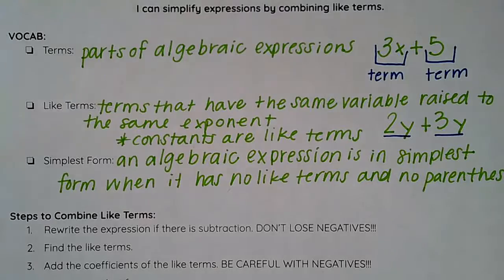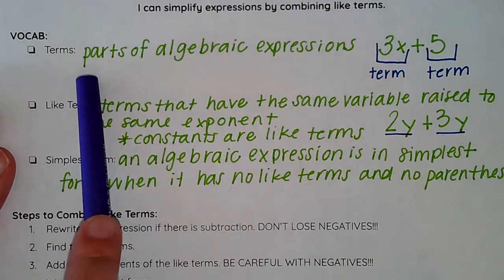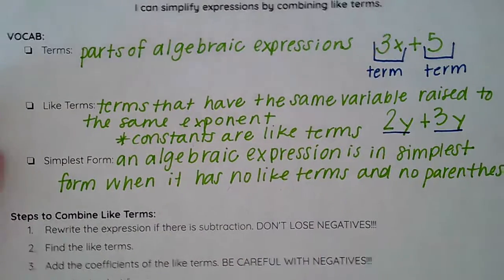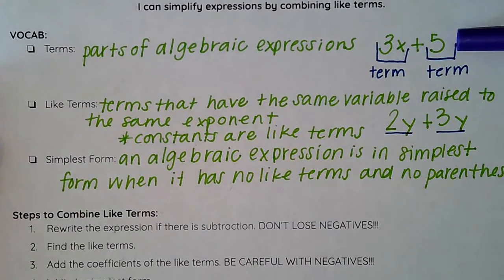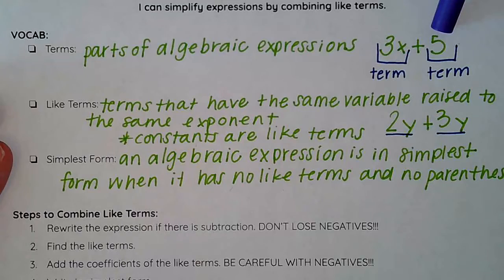First, we have the word terms. Terms are parts of your algebraic expressions. In the expression 3x plus 5, 3x is a term and 5 is a term.